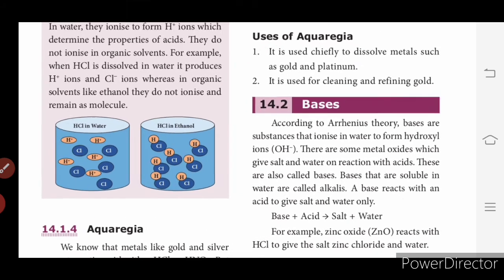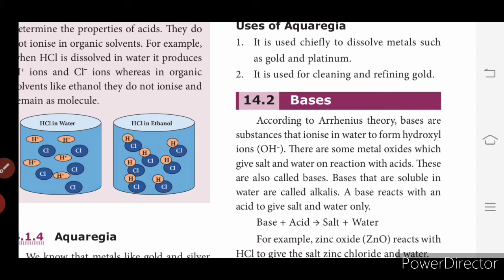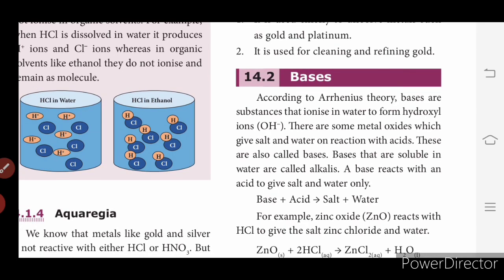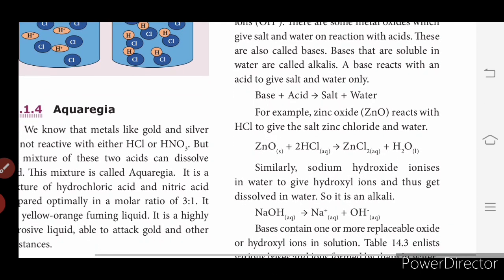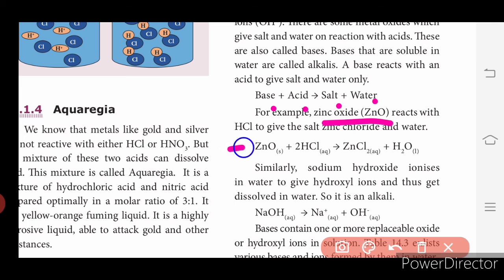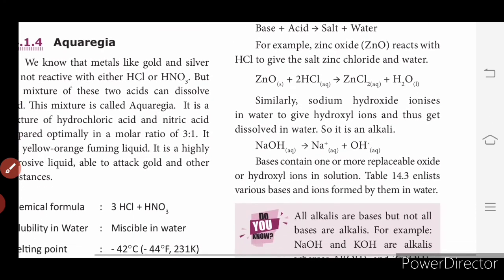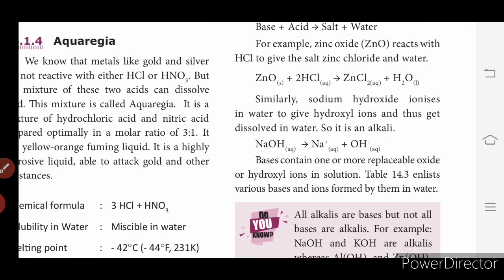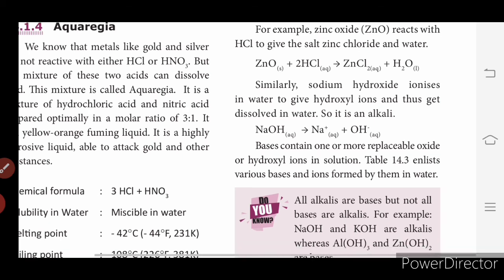Now we will see bases. If there is a presence of OH minus ion, we call that a base. According to Arrhenius theory, bases are substances that ionize in water to form hydroxyl ions, that is OH minus ions. The equation is base plus acid gives salt plus water. For example, zinc oxide reacts with hydrochloric acid to give zinc chloride and water. Another example, sodium hydroxide gives Na plus and OH minus ions.